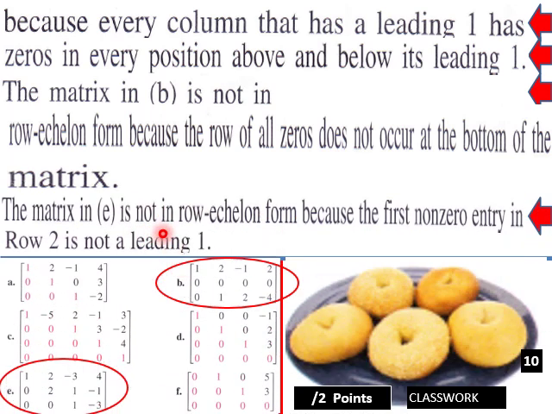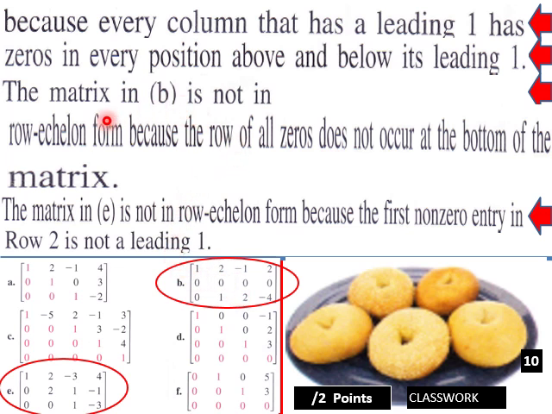The matrix in E is not in row echelon form because the first non-zero entry in row 2 is not a leading 1. So this here is not a leading 1. And then same thing here. Well, this is not the bottom row though. I mean, we don't have a bottom row here.